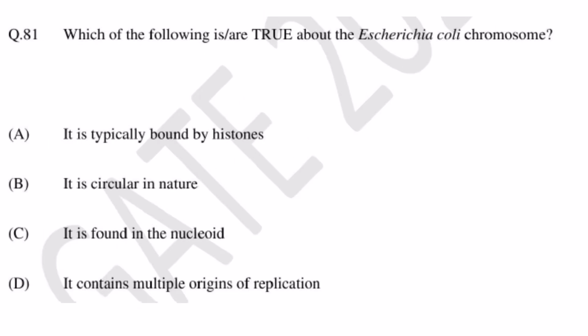Then next one. Which of the following is or are true about the Escherichia coli chromosome? It is typically bound by histones. No, E. coli doesn't have histones. It is circular in nature. Yes. It is found in the nucleoid. Yes. It contains multiple origins of replication. No, it contains only a single origin of replication.